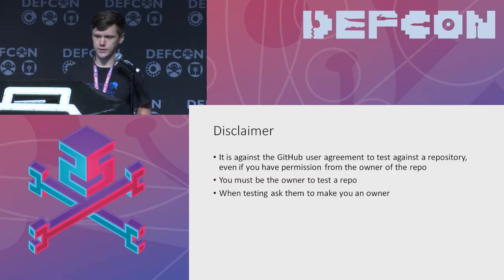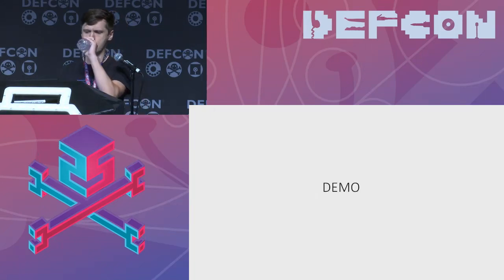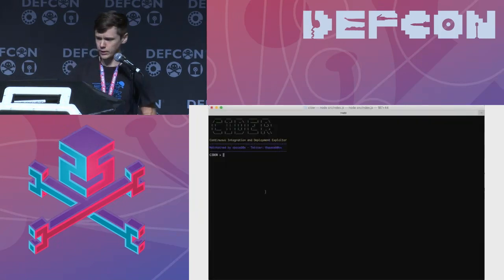Like I said earlier, it's against the GitHub user agreement to test against a repository, even if you have permission from the owner of the repo. This means that you must be the owner of the repo to test the repo. So in testing, be sure to ask them to make you an owner. All right, so I'll do video demo time.